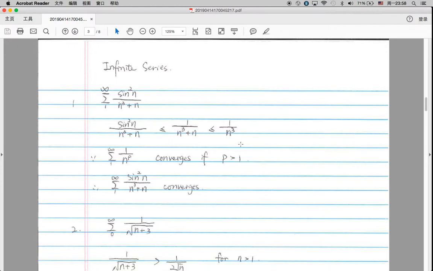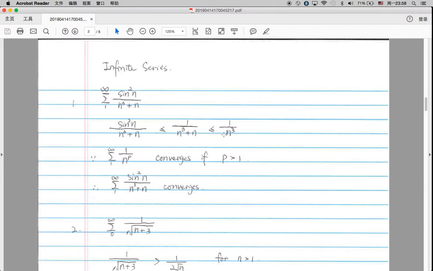As one of the properties for p series, which is something like this, 1 over n to the power of p, if p is greater than 1, then this series will be converging. So as a result, since the series of the greater expression is converging, then the summation of this is also converging, as well as the summation of an expression like this.